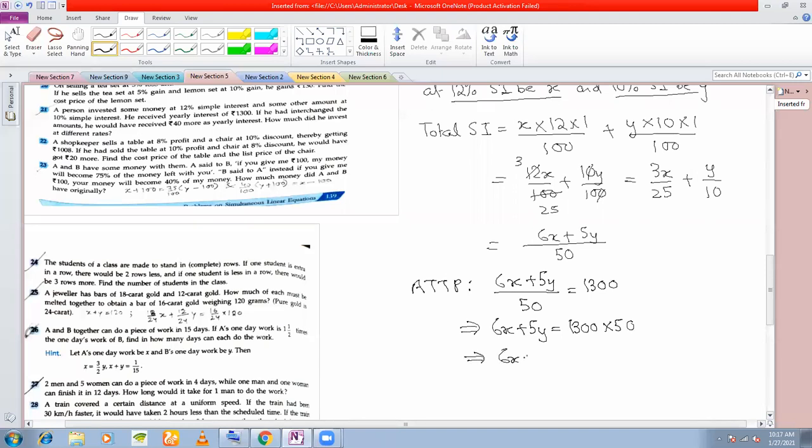6x plus 5y must be equal to 13 into 5 is 65,000. Call this equation number 1. You've got the first equation. Now we shall use the second condition to get the next equation.